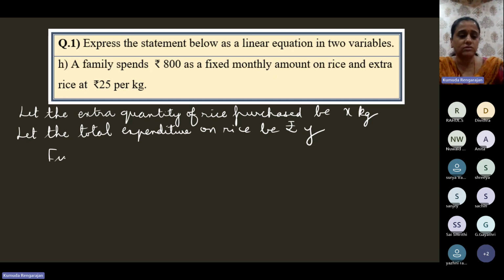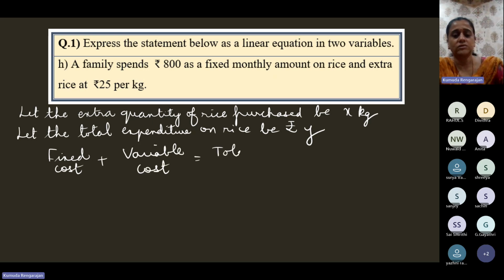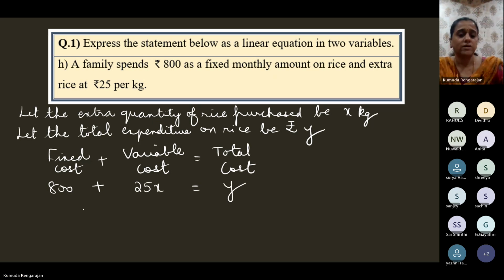So the equation is: fixed cost plus the variable cost is equal to the total cost. Fixed cost is 800. The variable cost is 25 into X and the total cost is Y. So 25x minus y plus 800 is equal to 0 is the required equation.